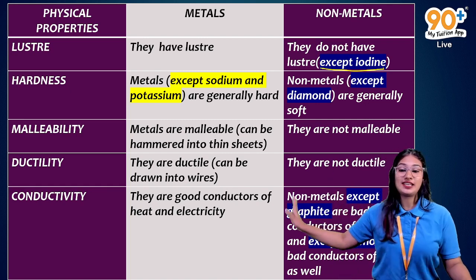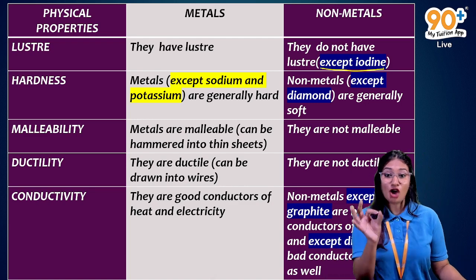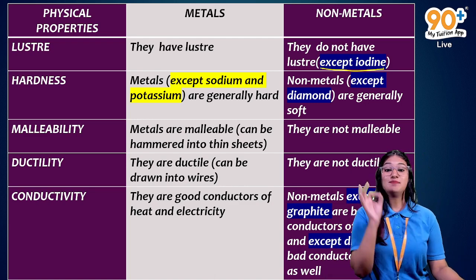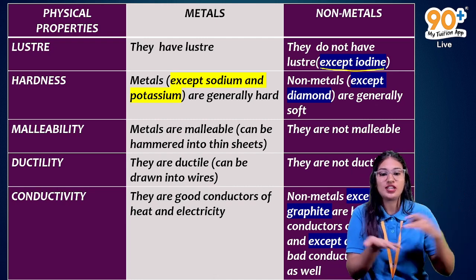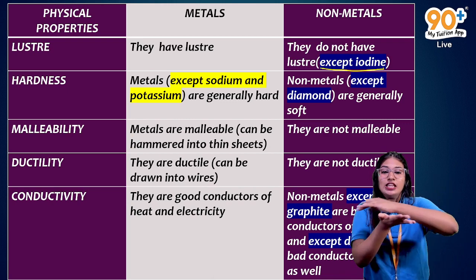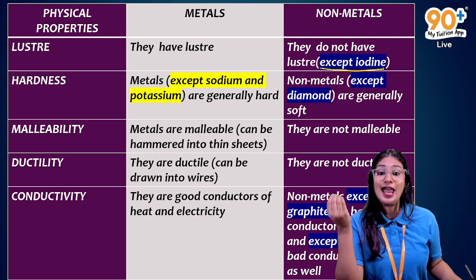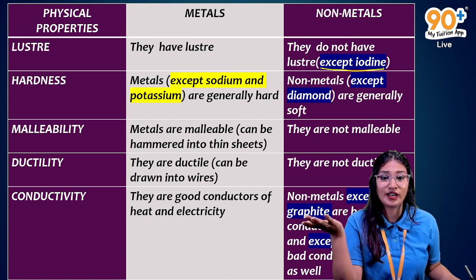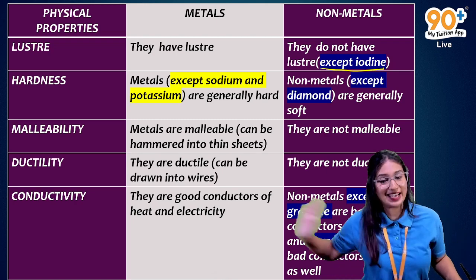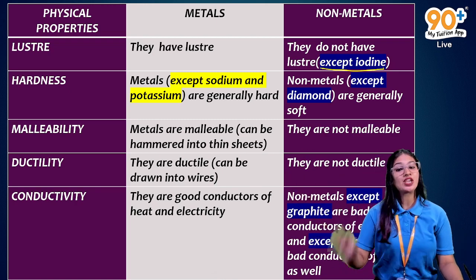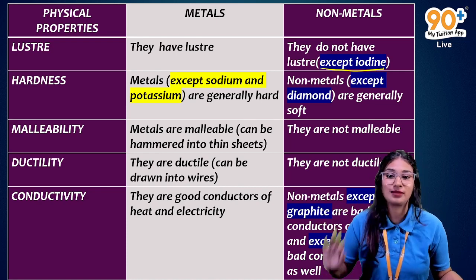The next property is malleability. Malleability is the property by which the metal can be beaten into thin sheets. You hammer it and it becomes thin sheets. You might have seen gold foil, aluminium foil, silver foil, very thin sheets made from metals. So that is malleability. Non-metals are not malleable.